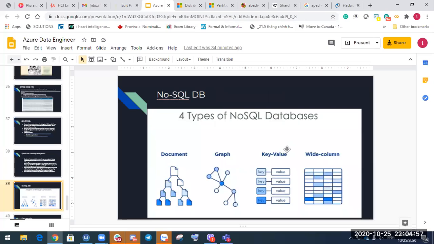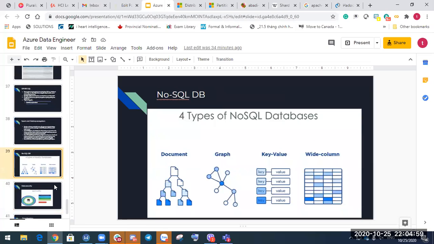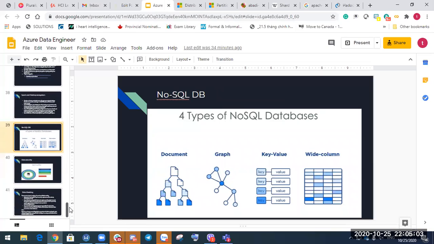So I just want to briefly talk about NoSQL databases. We will talk more about this when we go to the Azure section. So remember when I talked about relational databases, right? The contrast of relational database is non-relational database, NoSQL. So there are 4 types of non-relational database that we need to be aware of.